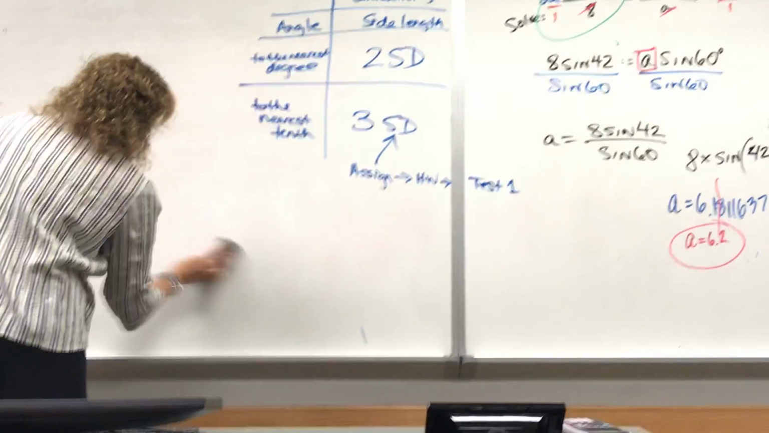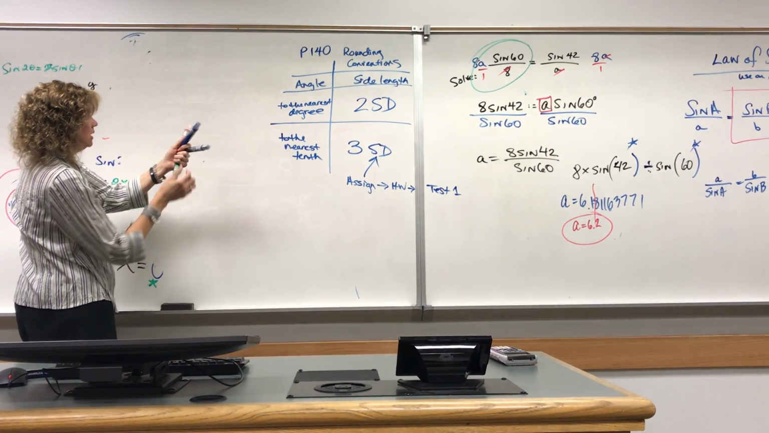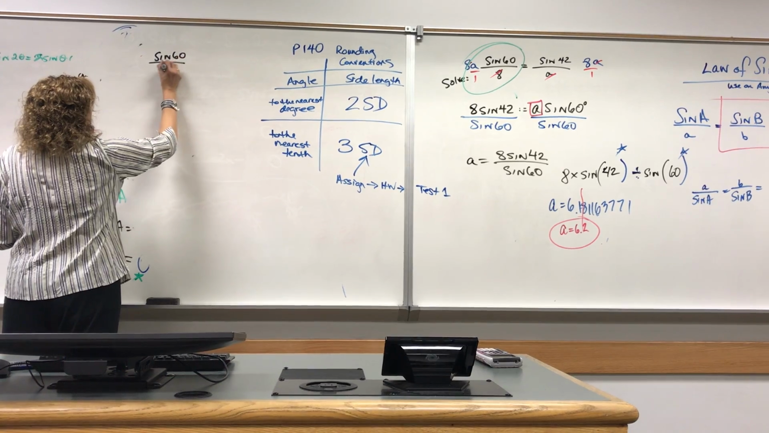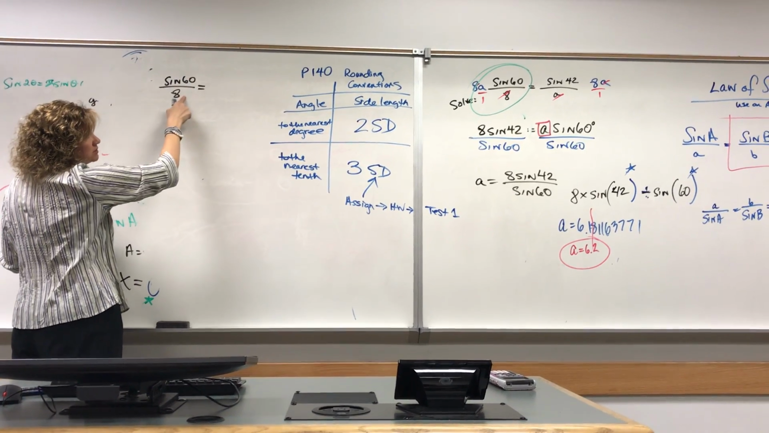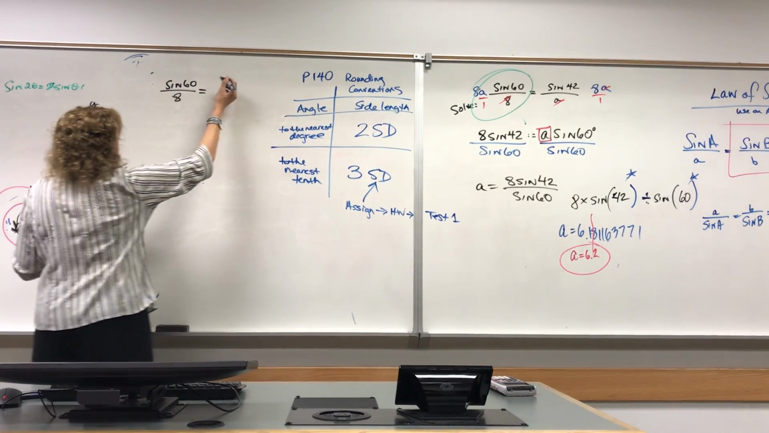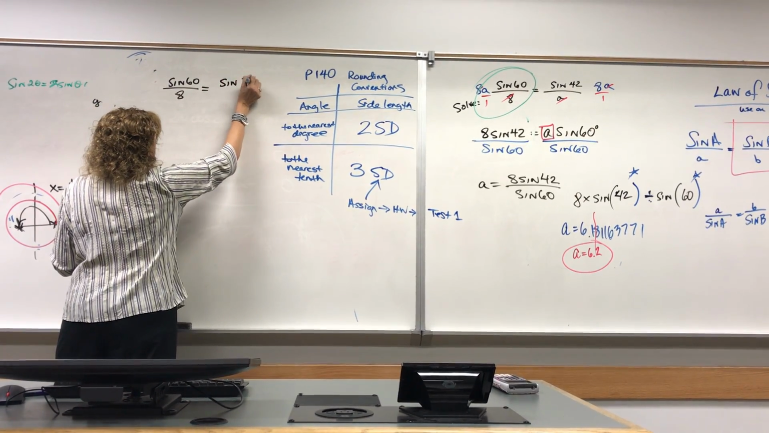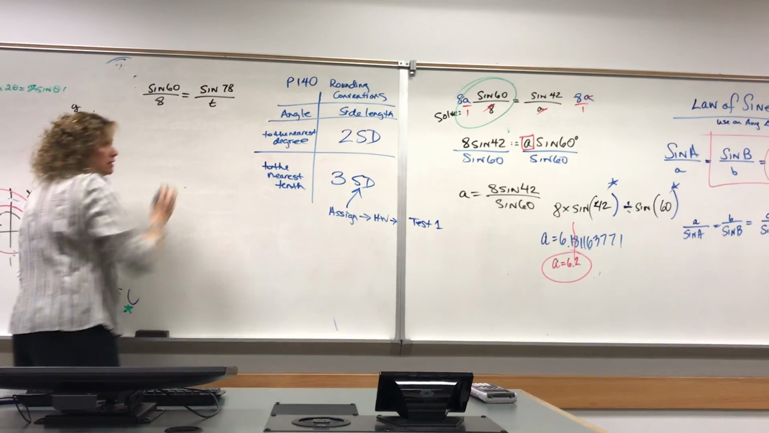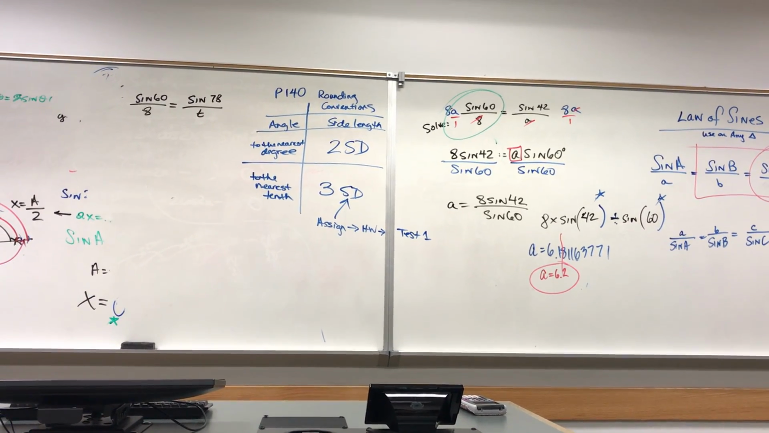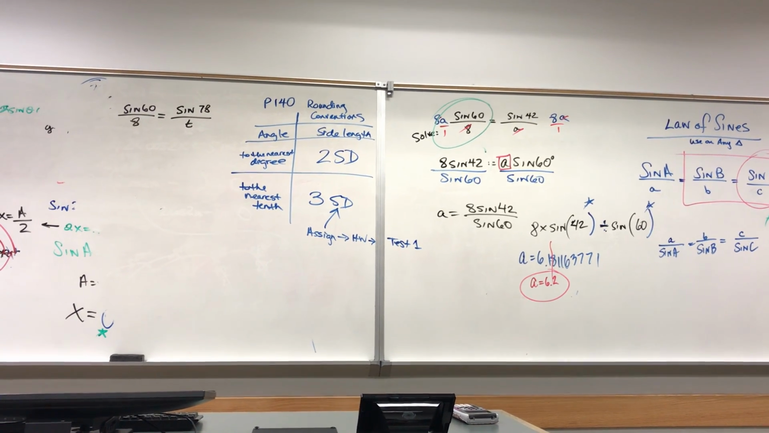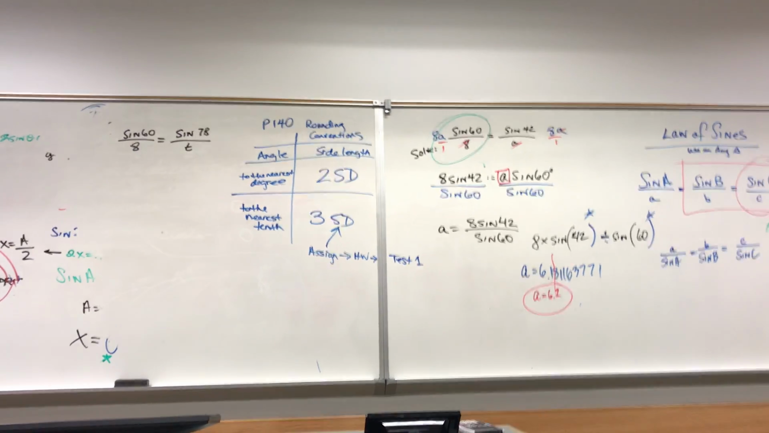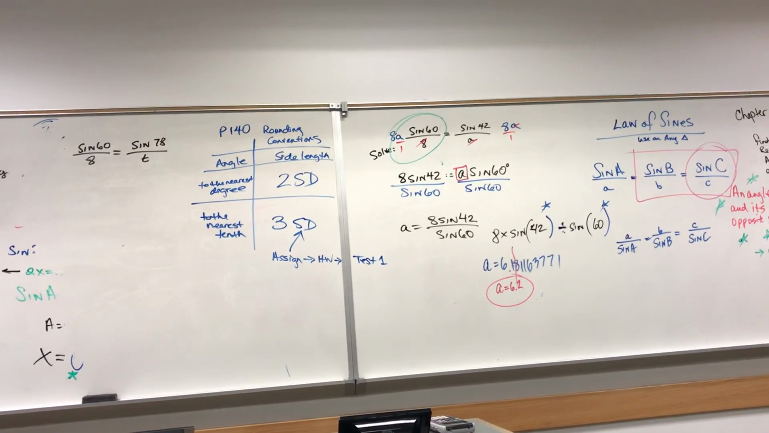So we can say the sine of 60 over 8, the angle over its opposite side. We want to find side T, so we're going to now use 78. So we say the sine of 78 over T, and we do the exact same manipulation of the equation to figure out side T. Yes? Easy? Fabulous. All right.